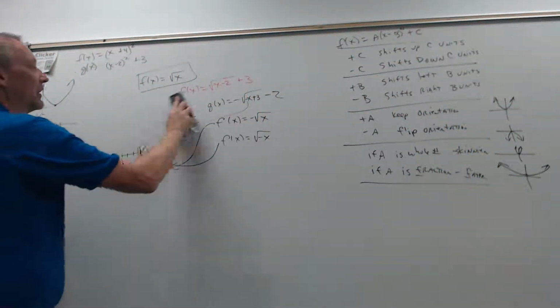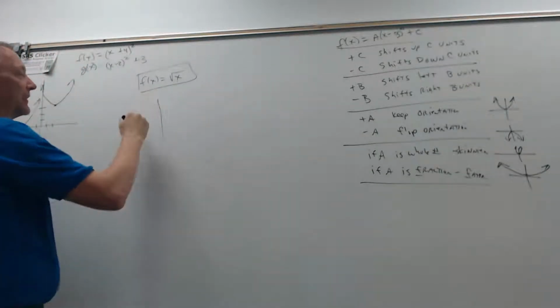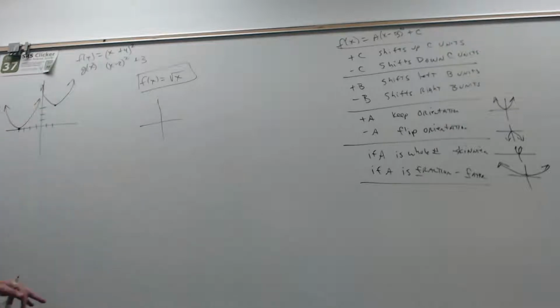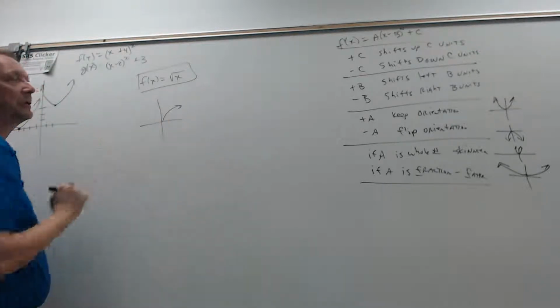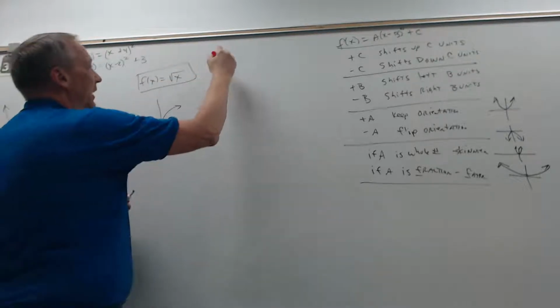I've got so much here, let's do that again, okay? f of x equals the square root of x. Everybody agrees with that, right? Yeah. Okay? Here, we'll try to use this: f of minus x.